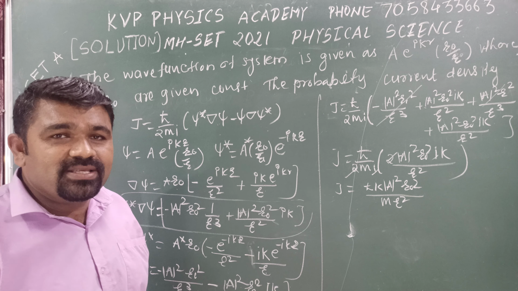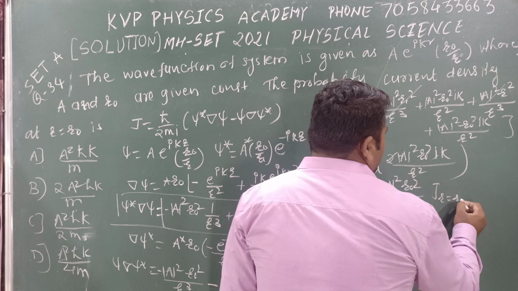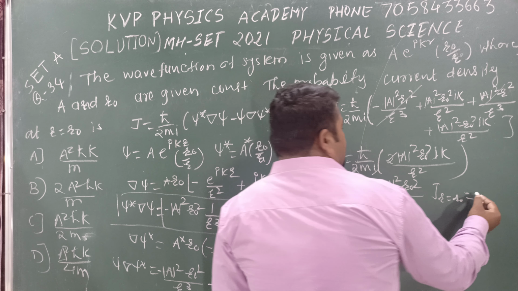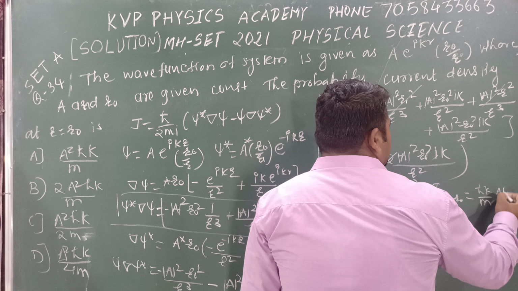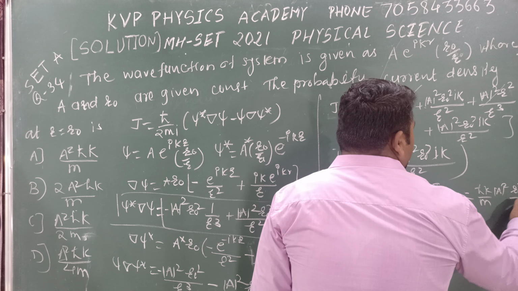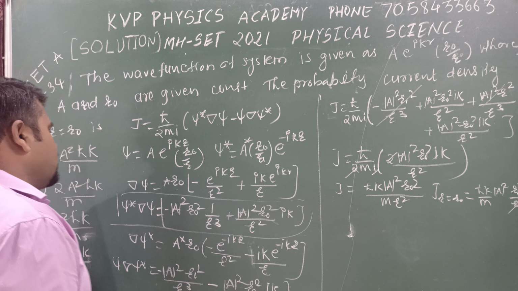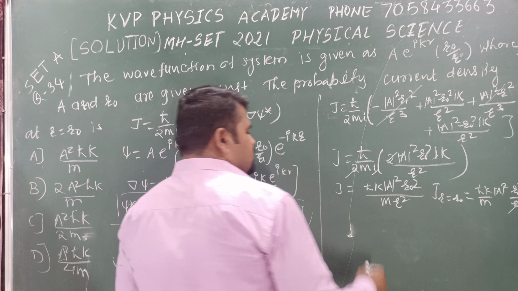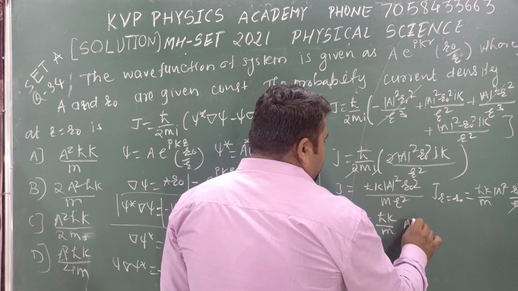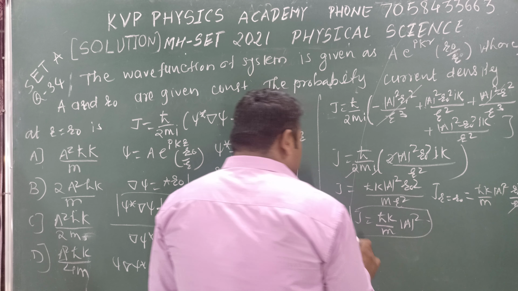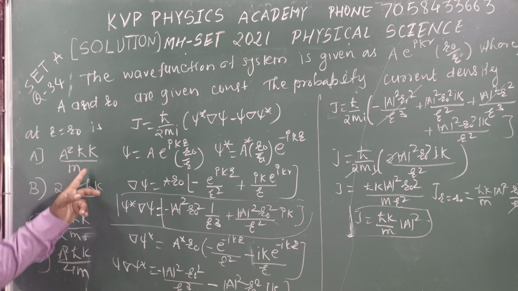But they ask what is the current density at r is equal to how much? R naught. Then this become h cross k upon m into mod a square r naught square upon r naught square. R naught square get cancel. Means what is the simply current density? J is equal to h cross k upon m into mod a square. Which option is correct? Mod a square h cross k upon m.